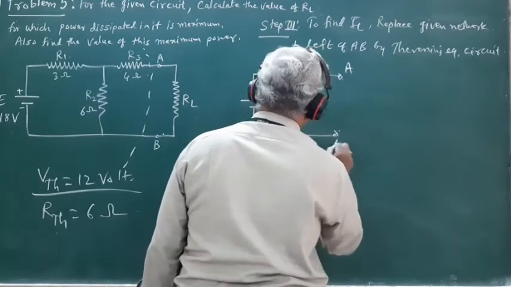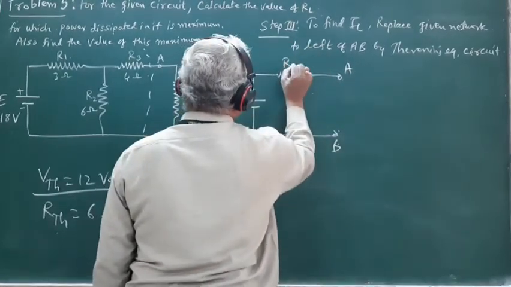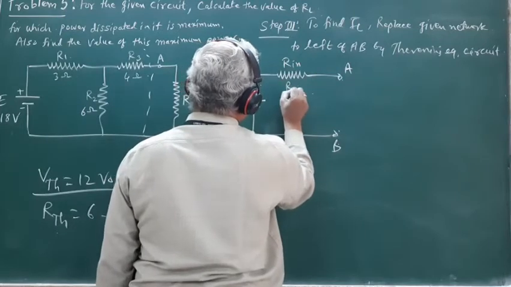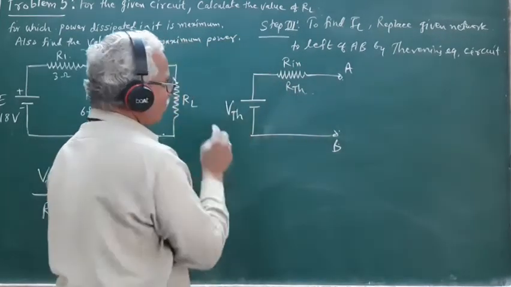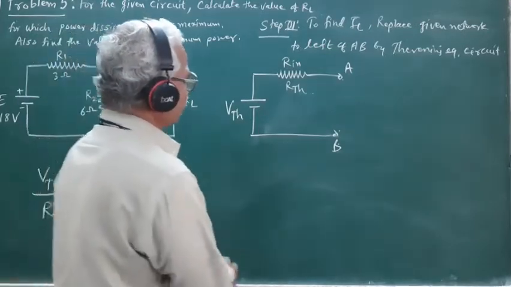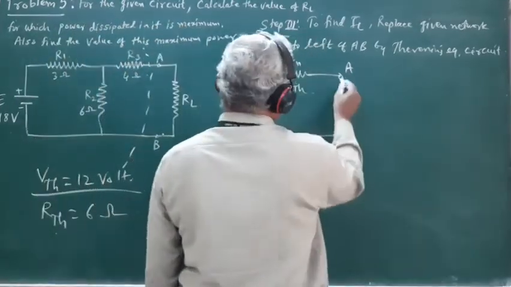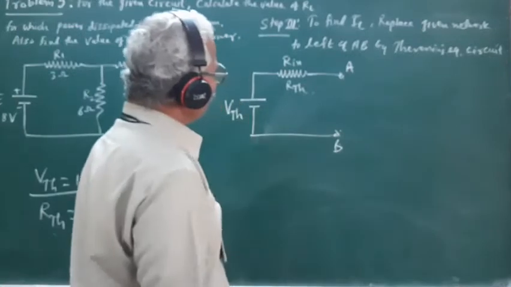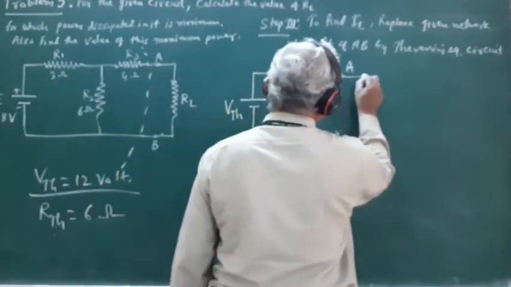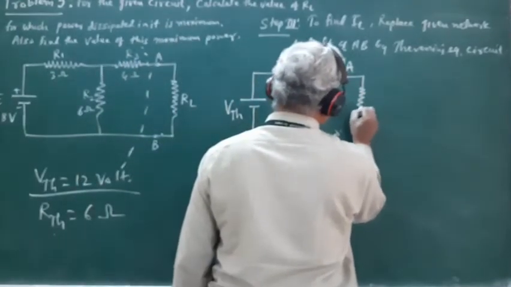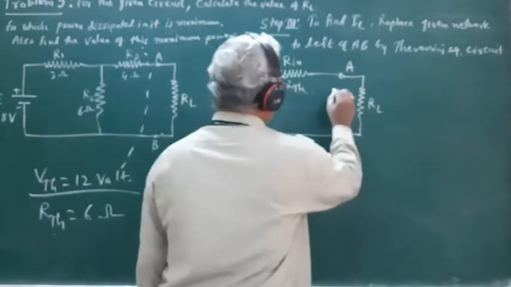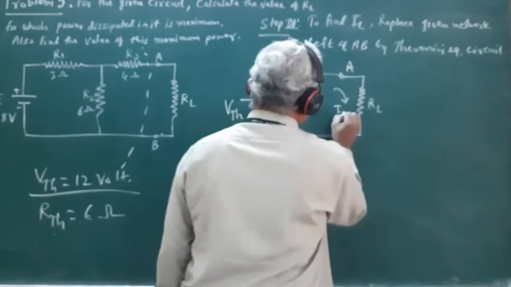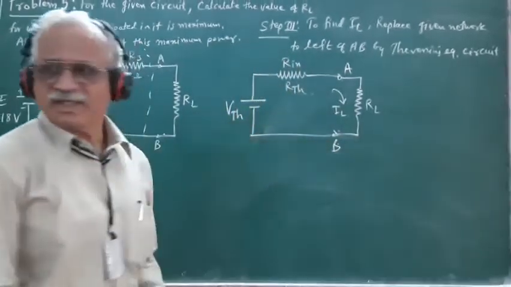These are the terminals E and B. This is RTH. This is VTH or VOC. Doesn't matter. And to find out the value of load current, again we connect the load resistance RL in the circuit.